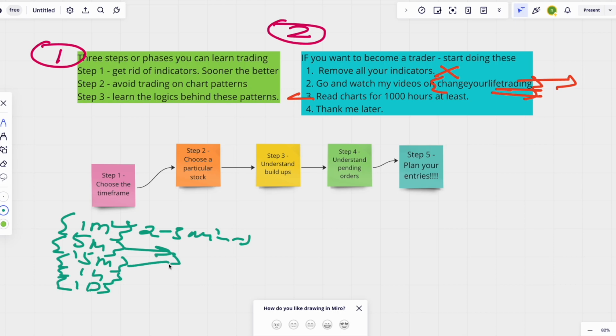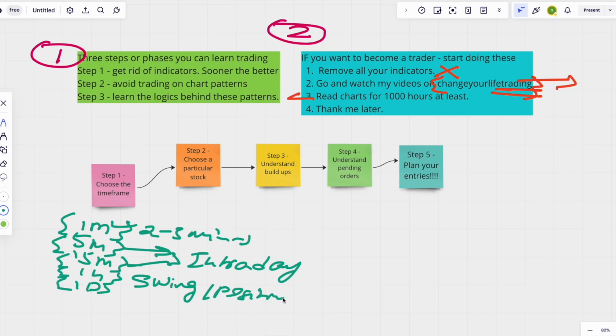Second, 5 and 15 minutes. If you want to do intraday trading, which means you're buying and selling the stocks on the same day, you can choose either 5 minutes or 15 minutes. Anything is fine. For swing or positional traders who love to trade for a week or months, they can choose either 1 hour time frame or 1 day time frame. That is completely up to them. So I hope step 1 is clear, choosing the time frame.